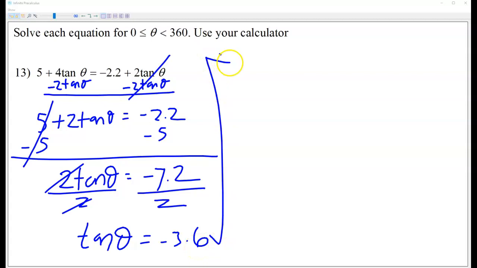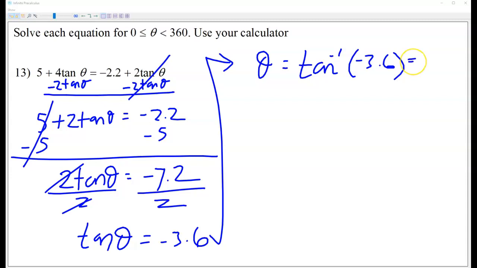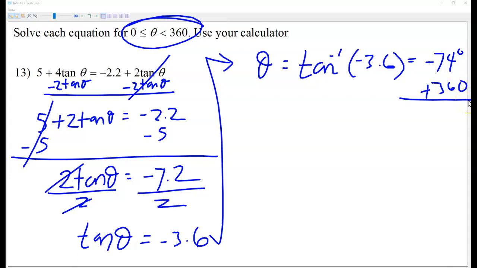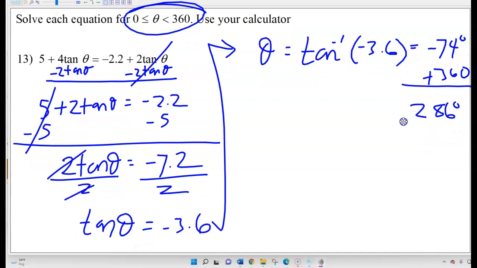And then we're going to do our arctangent. Let me punch that into my calculator and see what I get. That's about negative 74 degrees. Now, we don't like negative answers for this problem because we want to do it between 0 and 360. So I'm going to add 360 to that to get the positive coterminal answer, which is about 286 degrees. So there's my first answer.